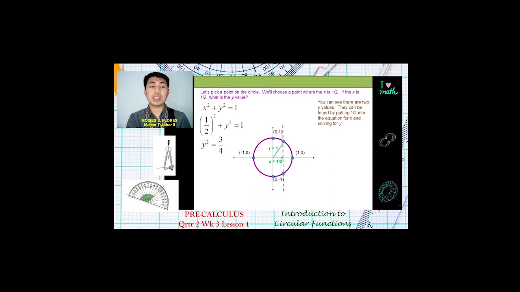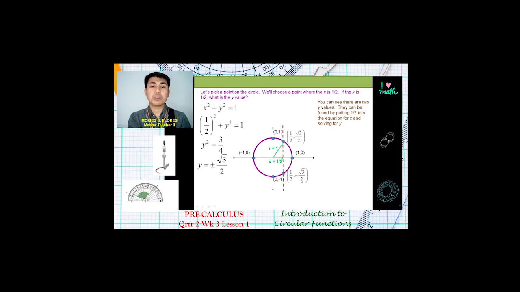Then we need to extract the root. So y is positive or negative square root of 3 over 2. That is the value of our y. You notice here that the coordinates are (1/2, square root of 3 over 2). The same is true on the other side: (1/2, negative square root of 3 over 2).